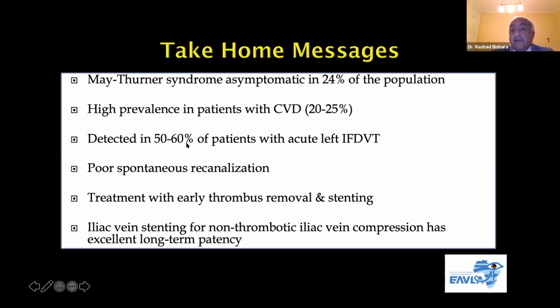It's detected in 50 to 60% of patients with acute left iliofemoral deep venous thrombosis. So after thrombolysis, we should be prepared for stenting if necessary. There is poor spontaneous recanalization of those patients who present with acute iliofemoral vein thrombosis on top of May-Turner syndrome, for obvious reasons. Treatment with early thrombus removal and stenting, that's what we do for those patients. And iliac vein stenting for non-thrombotic iliac vein compression has excellent long-term results, as has been shown in nearly all the published results. Thank you very much.